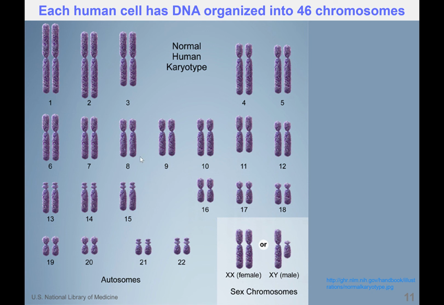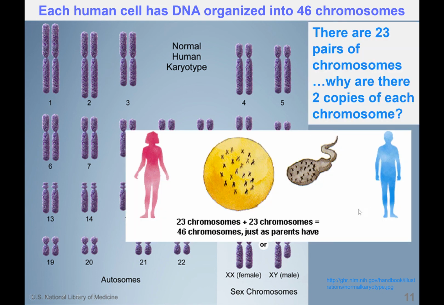And it looks kind of like there's pairs, right? A lot of them look like the ones with number 1 are both about the same size. The ones that are number 2 are about the same size. So we've all got 2 copies of each of these 23 chromosomes, and so we've got 46 total. We've got 2 copies because you get one from each parent.